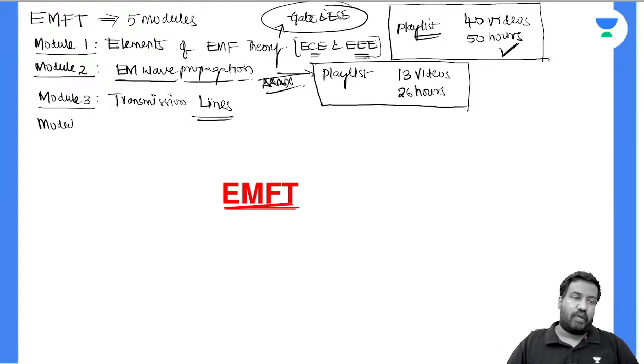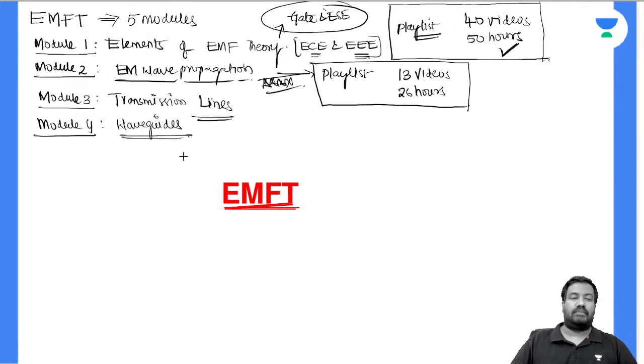Module 4 is waveguides, which includes rectangular waveguides and circular waveguides. Circular waveguides are recently added.